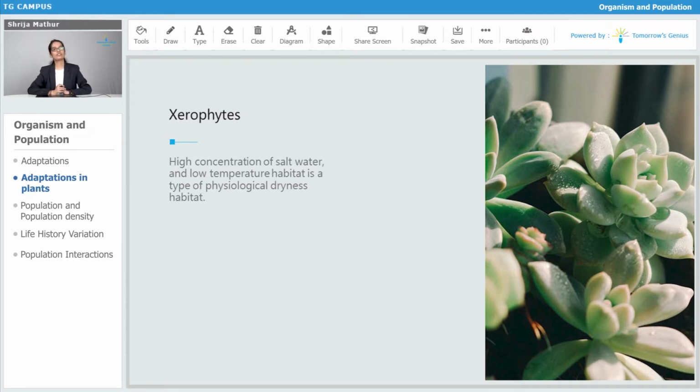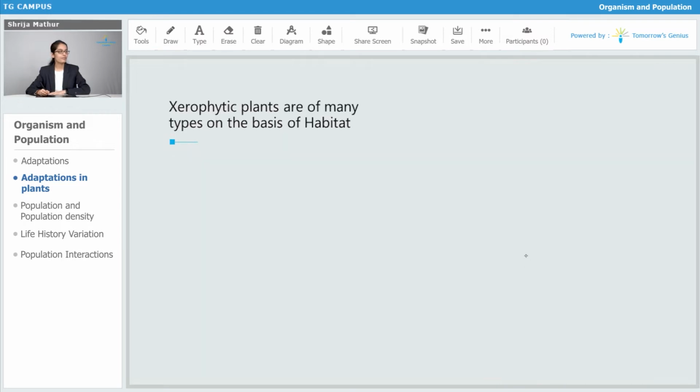So when does physiological dryness take place? When there is a high concentration of salt or there is low temperature. In that situation, the plant is not able to absorb the water, so it leads to dryness again.